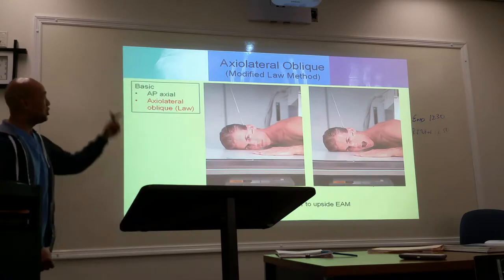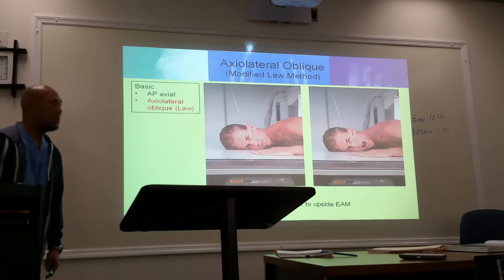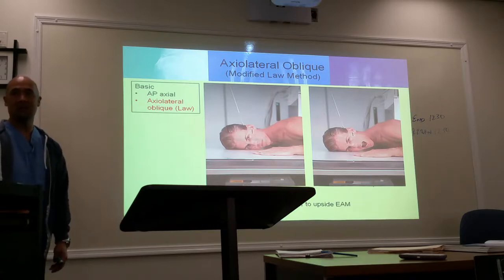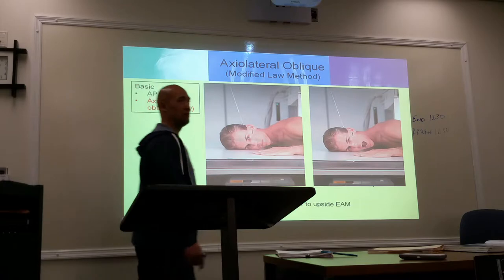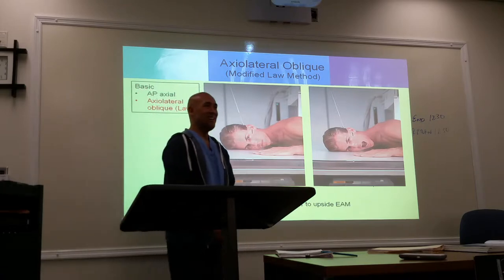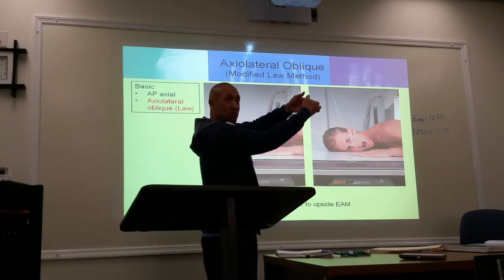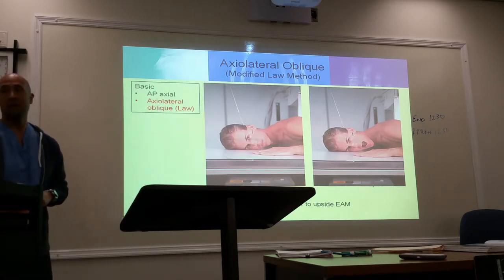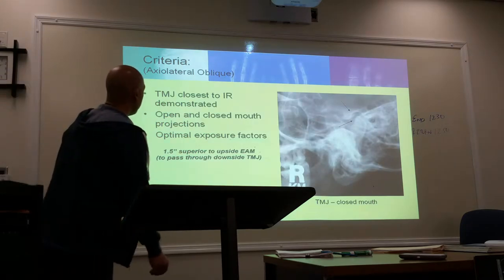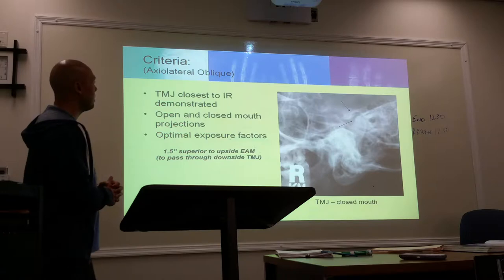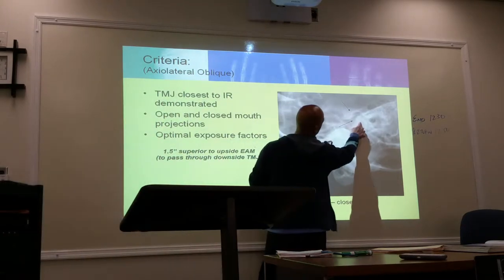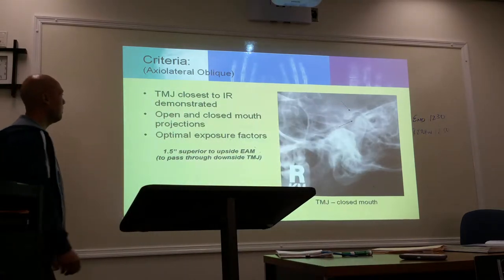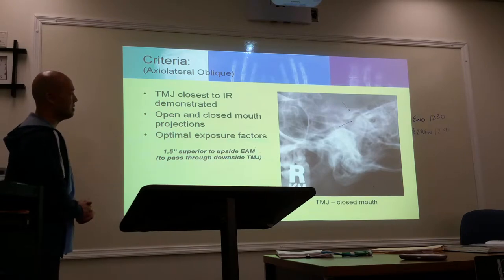This is your modified Law method. Which TMJ are we visualizing? The side closest to the image receptor. What is the whole purpose of this angulation? Why are we angling this? Because remember your jaw is like this, so we're trying to remove the superimposition. We're trying to separate one TMJ from the other TMJ. So the TMJ closest to the image receptor will be demonstrated. We do it both open and closed mouth. You can see the condyloid here, and here's the fossa of the temporal bone. We do both open and closed mouth for comparison.